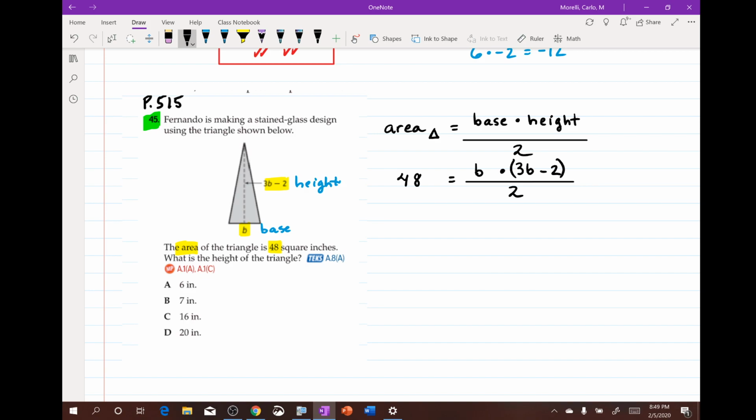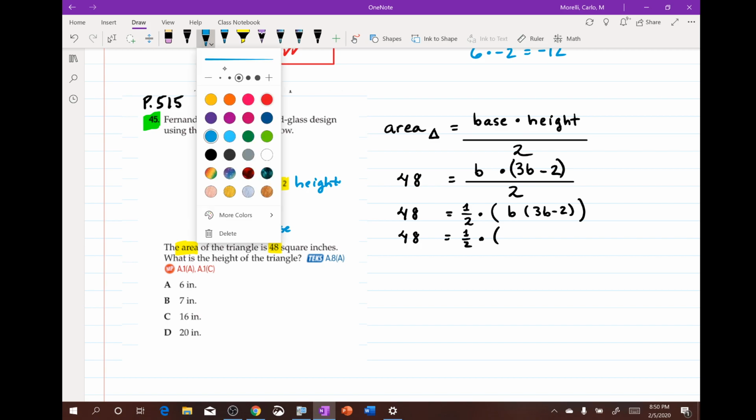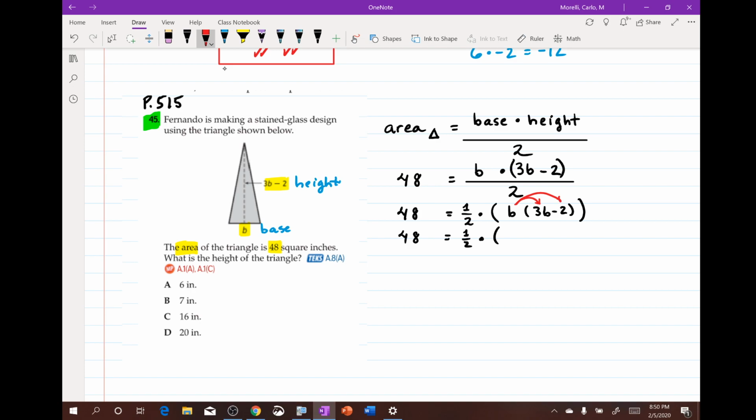Now I'm going to tell you something. Pardon me. Instead of writing B times 3B minus 2 over 2, it would be helpful to write it as 1/2 times B times 3B minus 2. Like that. We have to do the inside parentheses first. So 48 equals 1/2 times, and then we'll distribute the B inside. So we get 3b squared minus 2b.